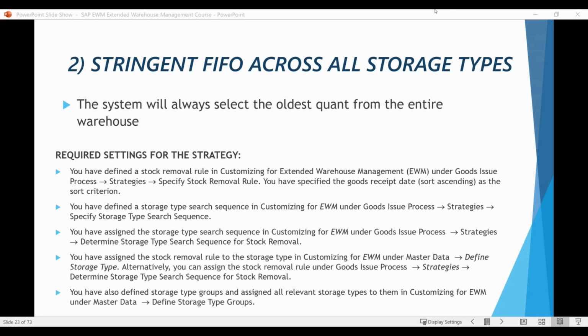The second stock removal strategy is called stringent FIFO. This means that the system will always select the oldest quant from the entire warehouse instead of first selecting the most suitable storage type based on the search sequence settings. The key settings required for the stringent FIFO are the same as for the regular FIFO strategy. The only difference is that for stringent FIFO, you also need to define and assign storage type groups.